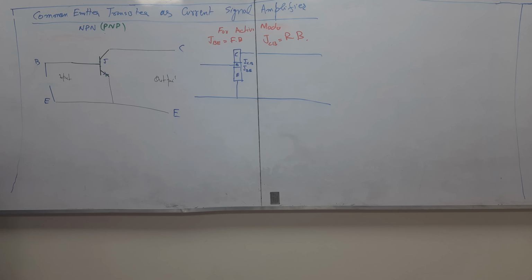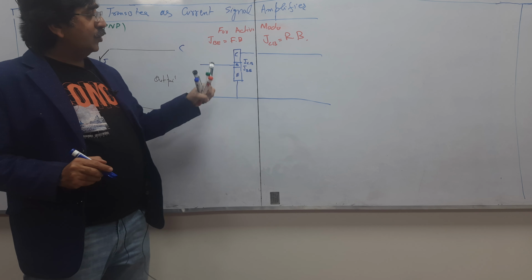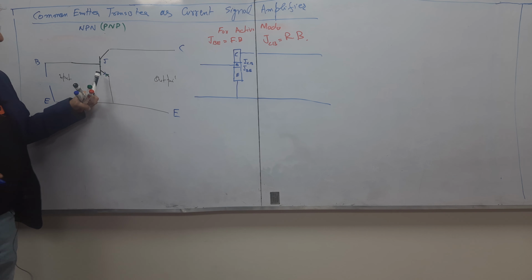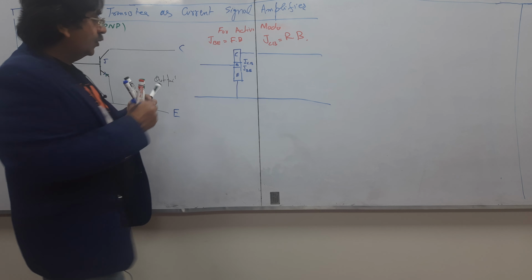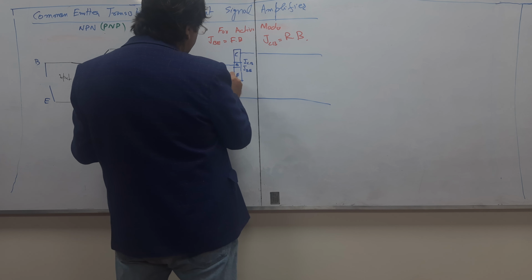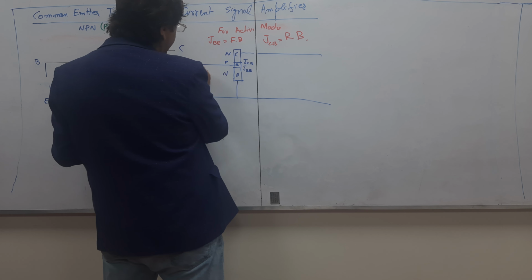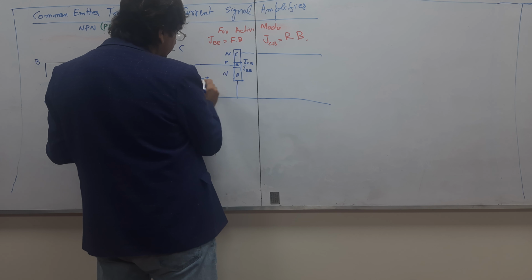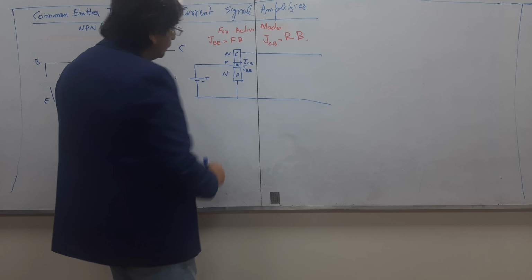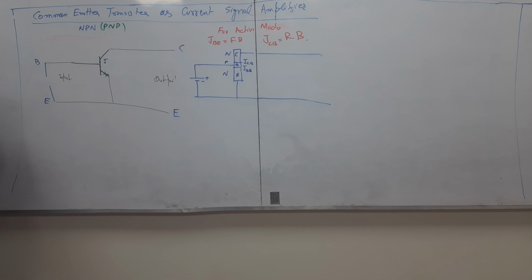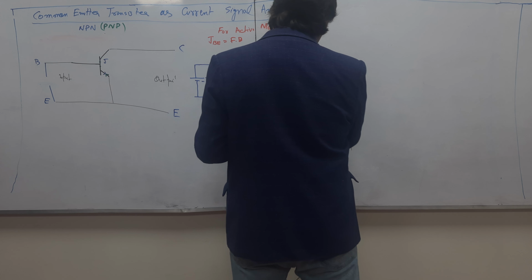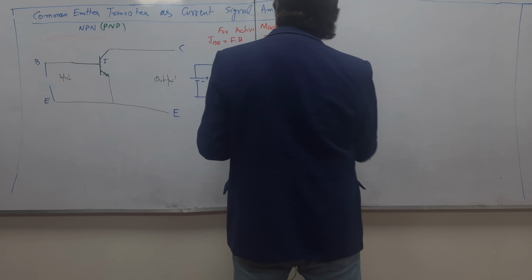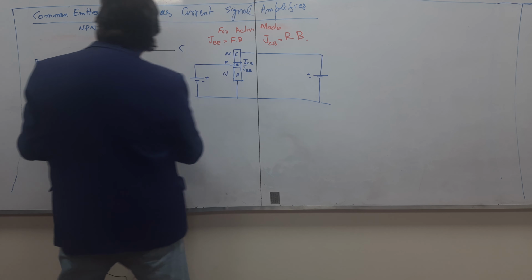ठीक है, तो बेस आपका जो जंक्शन है ये फॉरवर्ड बाइस होना चाहिए. If this is an NPN, then plus must be connected with the plus, and emitter must be negative for forward bias. Similarly, collector must be plus, and base must be connected to negative.